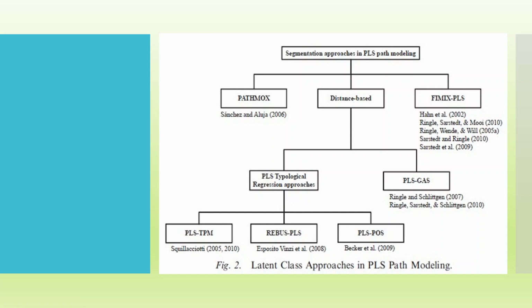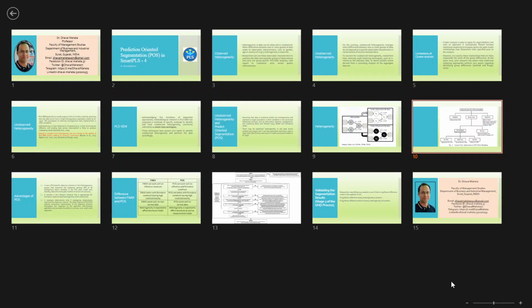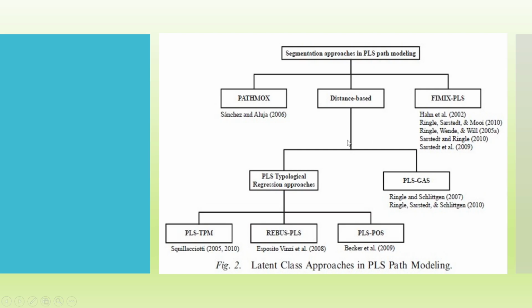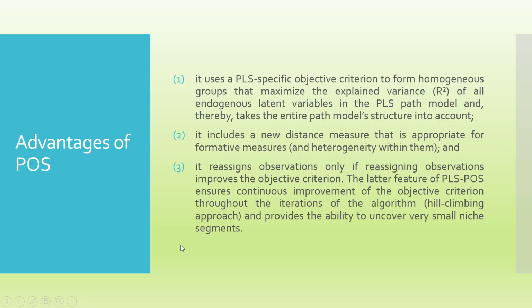Now, to account for this unobserved heterogeneity, we have two models. One, FIMIX, that has already been discussed, and another is prediction-oriented segmentation developed by Becker et al. 2009. There are some other methods also for segmentation in PLS path modeling, like PathMOS, distance-based, but the most popular are PLS-POS, that is prediction-oriented segmentation, and FIMIX.